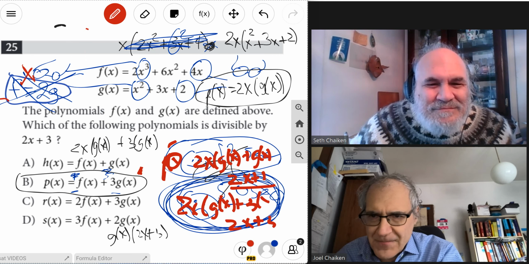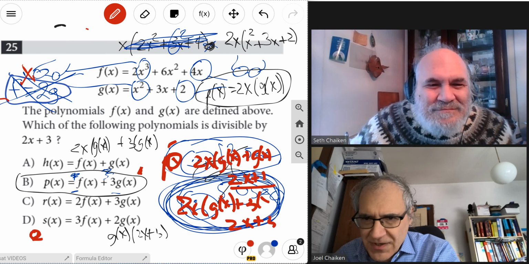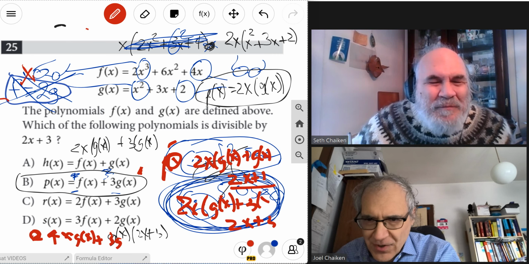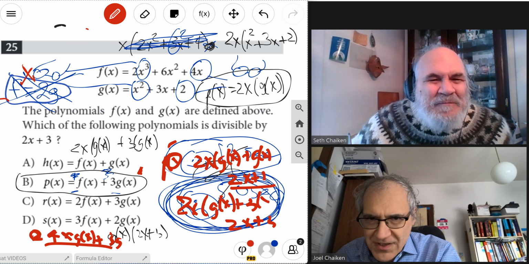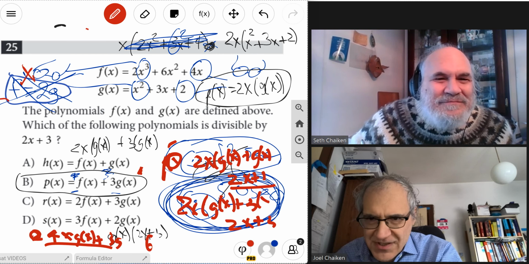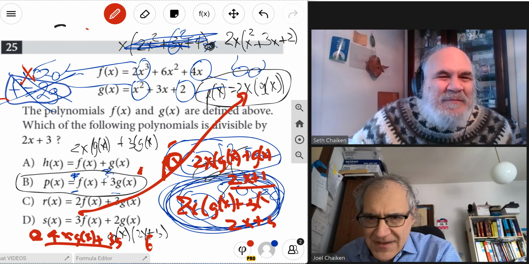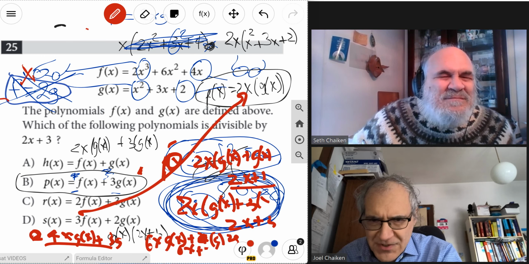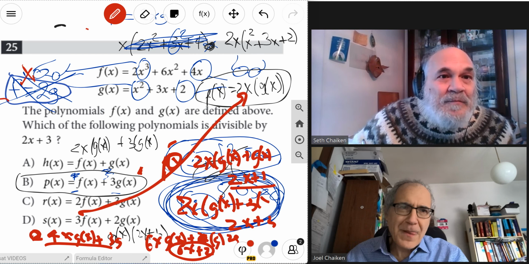This one is 4x g of x plus 3g of x, which is 4x plus 3. And this one is 6. See, it's 3 times this. So it's 6x g of x plus g of x, plus 2g of x, which is 6x plus 2. Do you see it? Does everybody see how I did that?